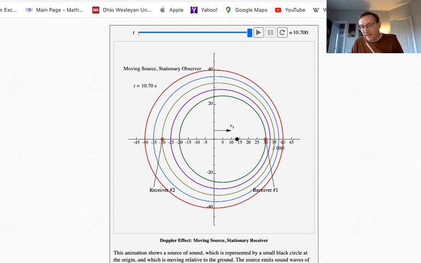Notice we're focusing on wavelength in this case. So look at receiver number 1. There's a wavefront passing right through it at x equals 30 meters. And how far to the next wavefront? You've got to look carefully. The distance from the wavefront at receiver 1 to the next one beside it is 2.5 meters. That's the wavelength for receiver 1.